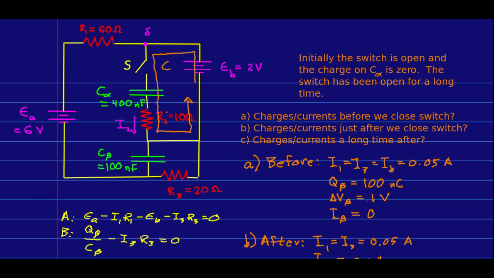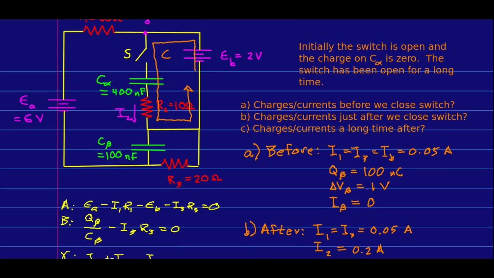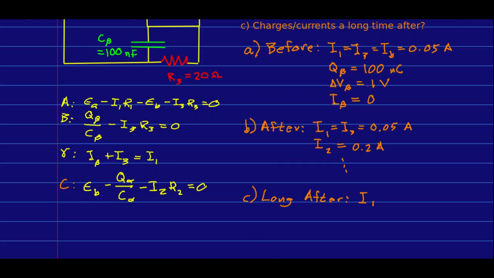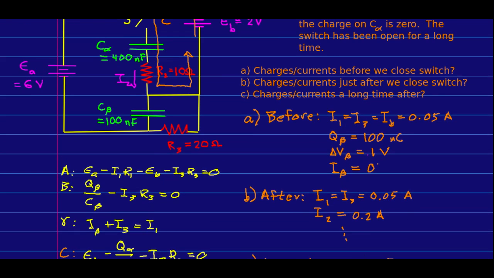And now let's look at a long time after. So a long time after we close this switch, we now know there's no current through either capacitor. And that means we're back to current only running around this outside loop. And so loop A tells us that we're back to I1 and I3 being the same, and they're 0.05 amps. So in fact, they don't appear to have changed at all throughout all of this. Now, I'll caution you, in between when we closed the switch and much later, we can expect that I1 and I3 probably did change. However, they've ended up returning to what they were originally.